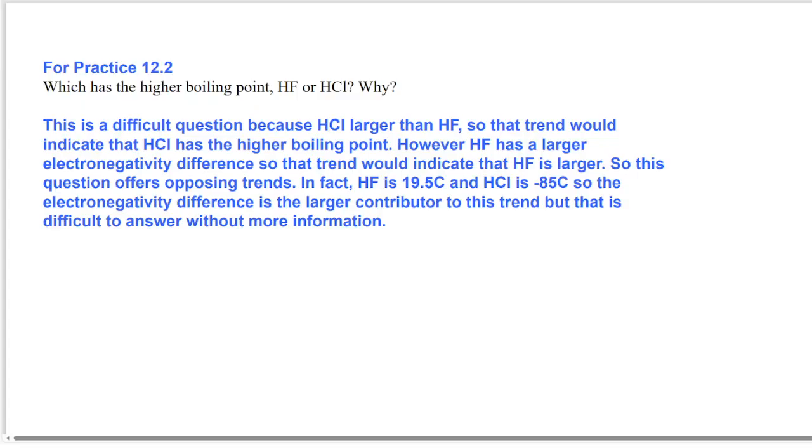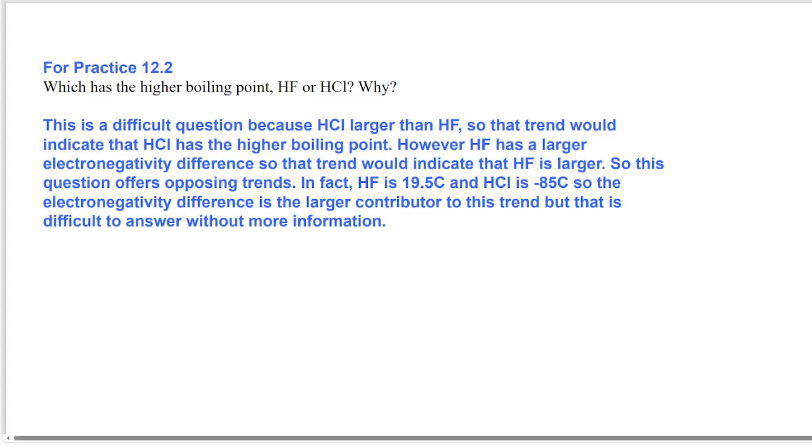So we were told that HF has hydrogen bonding because the electronegativity difference between hydrogen and fluorine is greater than hydrogen and chlorine. Okay, and that makes it a stronger effect. The boiling point for HF is 19.5 degrees C and HCl is negative 85 degrees C. So we can see that HF has the higher boiling point, and that's due to that larger electronegativity difference.